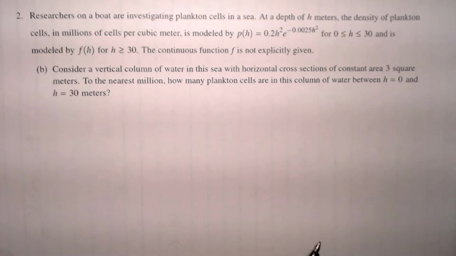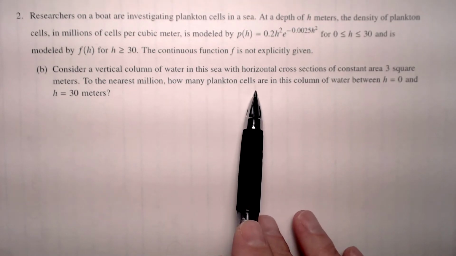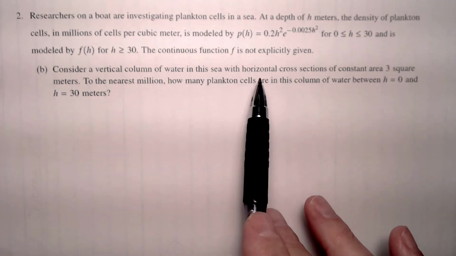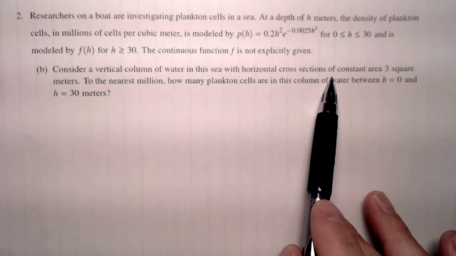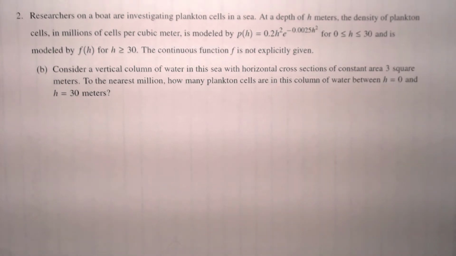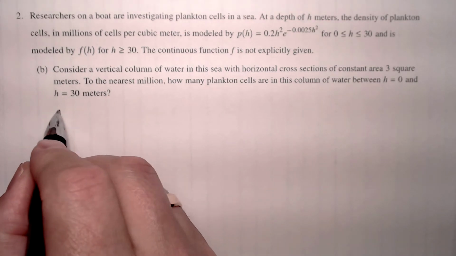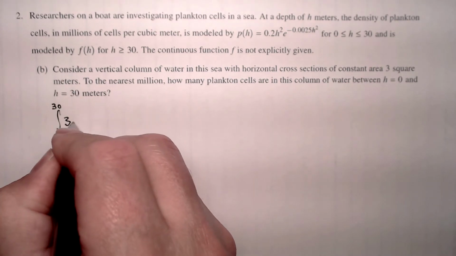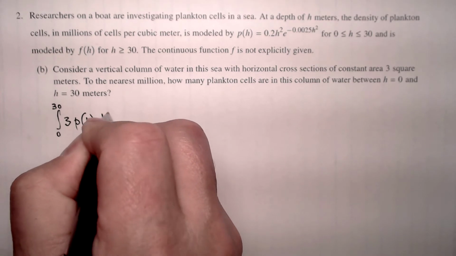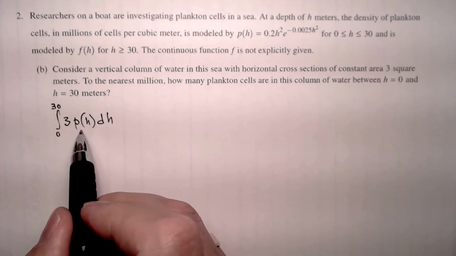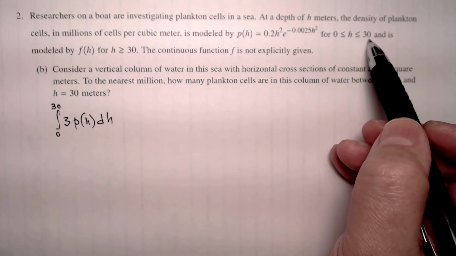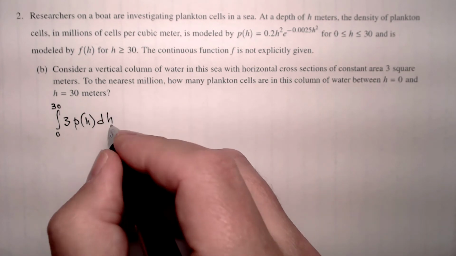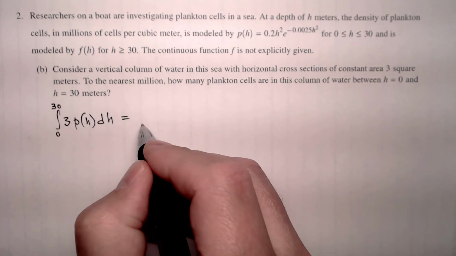So in this part of the question, we need to find how many plankton cells are in the column of water between h equals 0 and 30 meters, such that the horizontal cross-section is a constant area of 3 square meters. And so what we really need to calculate here is the integral from 0 to 30 of 3 times p of h dh. p of h is the density function here between 0 and 30, so we use p of h, we don't need f of h. And so let's do that using the calculator now.